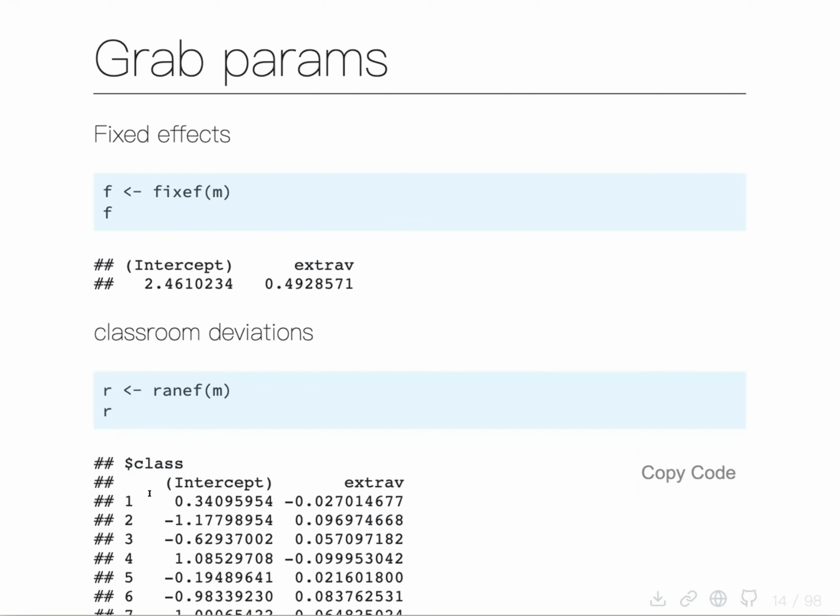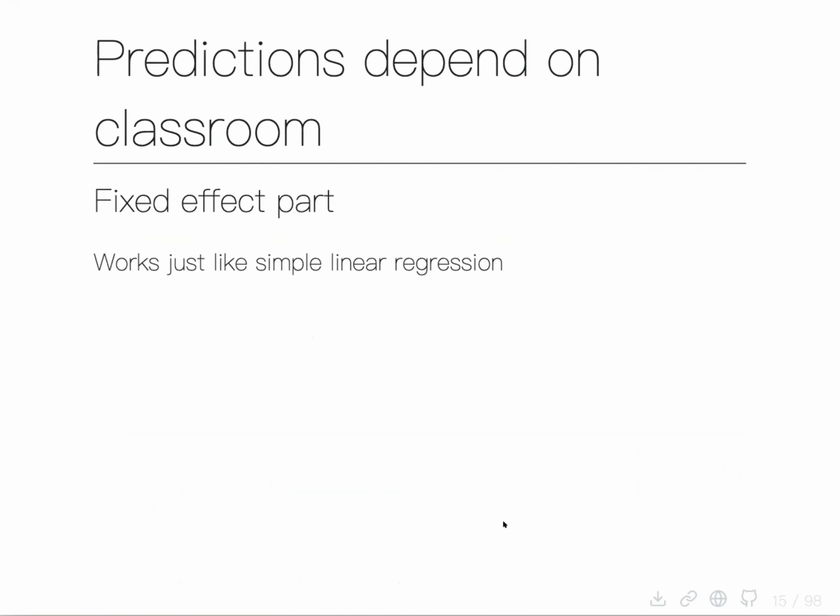Okay, so these are the random effect estimates for the first class. These are the random effects estimates for the second class, etc. Now we're going to make our predictions. And because we've modeled these random effects, our predictions now depend on classroom, which is very different from simple linear regression, right? Where you're just making the same predictions for everybody.